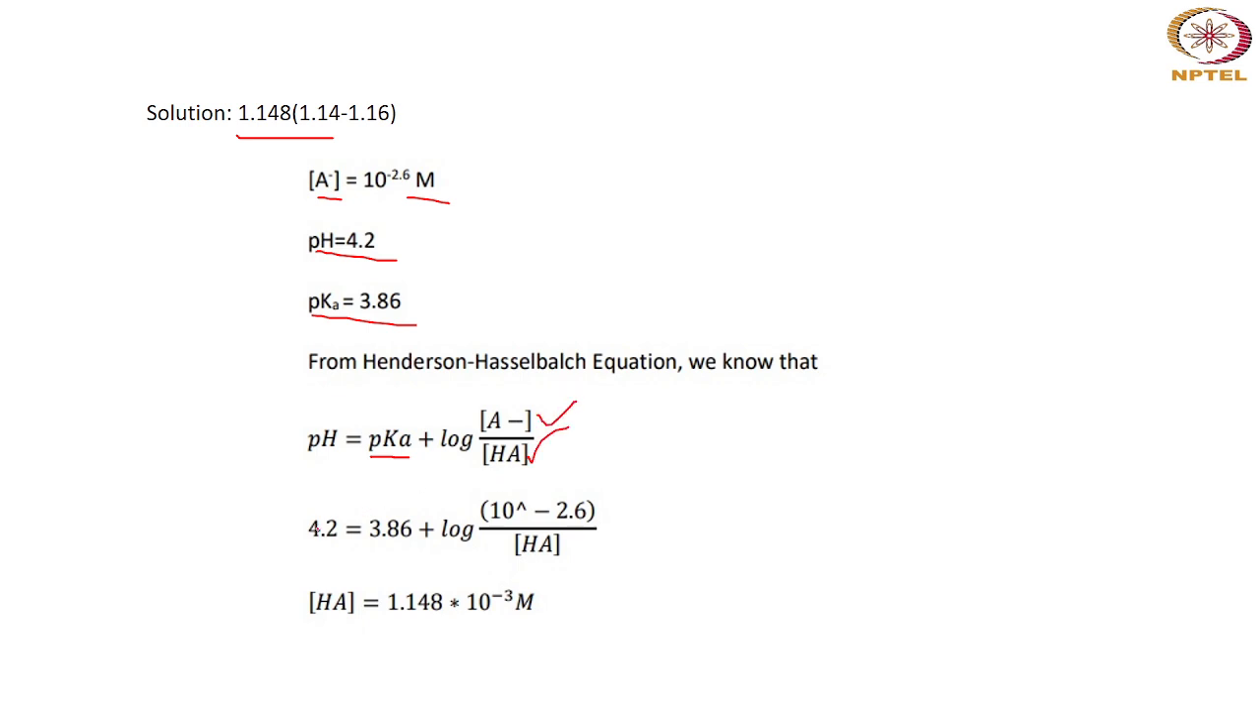So the pH I am writing as 4.2. The pK value was 3.86. Log of the concentration of A minus, which is given as 10 to the power minus 2.6, and you have to calculate the HA concentration. I am getting it as 2.148 into 10 to the power minus 3 molar, and if you multiply it with 1000, I am getting 1.148.